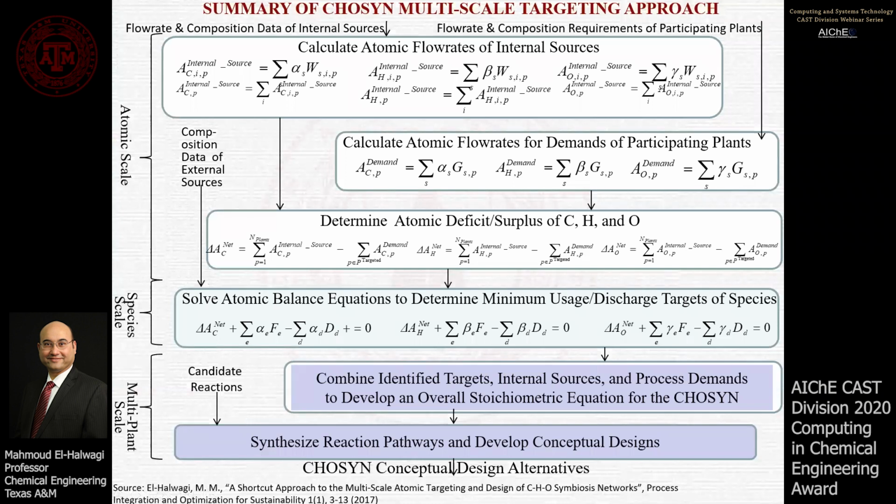One approach of generating design alternatives for a CHOSEN is shown by this flow chart, which starts with atomic targeting, and then molecular targeting, and then the development of overall stoichiometric relations for the whole CHOSEN, and then reaction pathway synthesis, and then process synthesis of the final configurations. I will not go through the details, but I will just quickly show you an example.